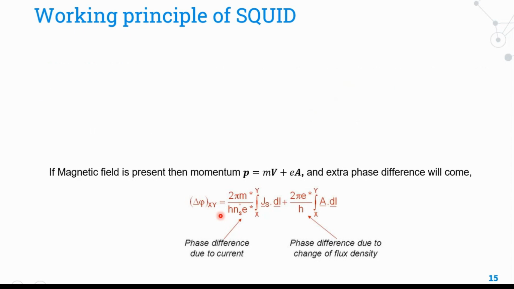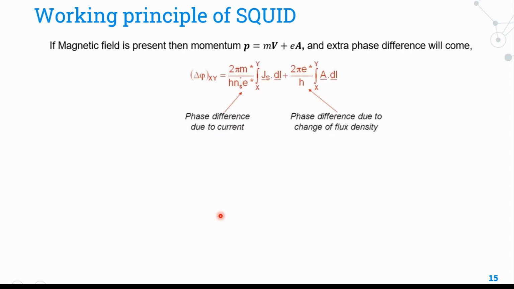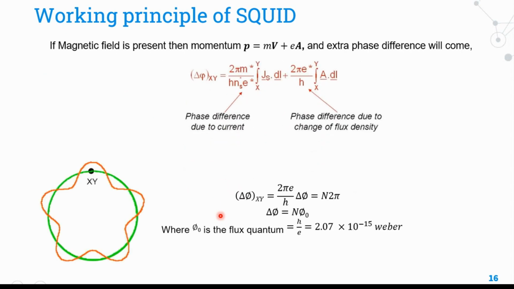Now the interesting phenomenon: if this superconductor is not linear, but is round or circular in shape, then the first point and the last point, that is x and y, will be the same point. To realize this, the phase change must be some integer value, that is, n into 2 pi.